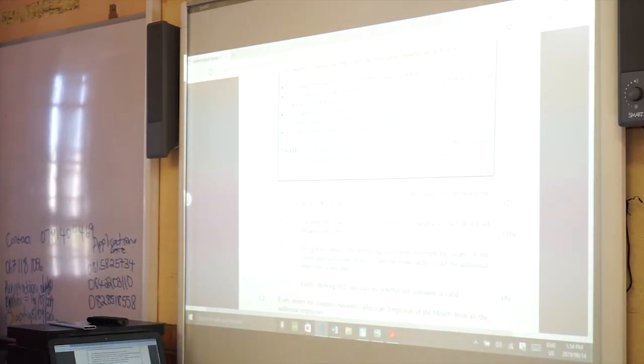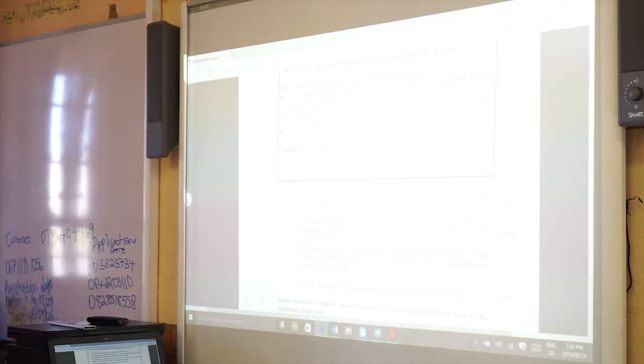Legislative said the percentage difference between the salary of the lowest paid additional employee and the mean salary of all additional employees is less than 2%. Verify, showing all calculations, whether the statement is valid. Now we are verifying. We can say it's valid, it's true, or we can say it's not valid, it's not true. This will depend on our calculation.